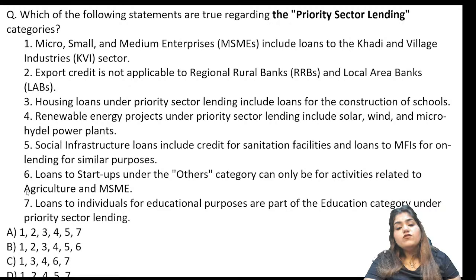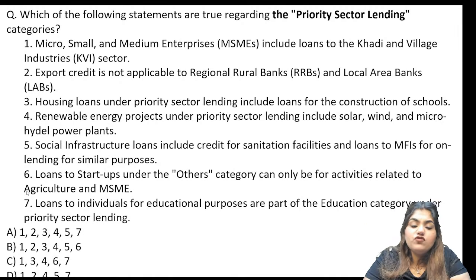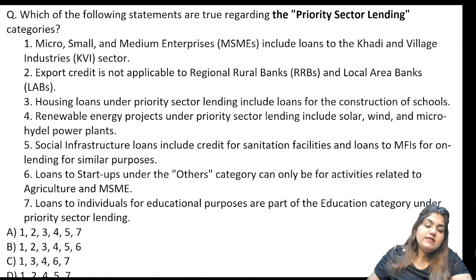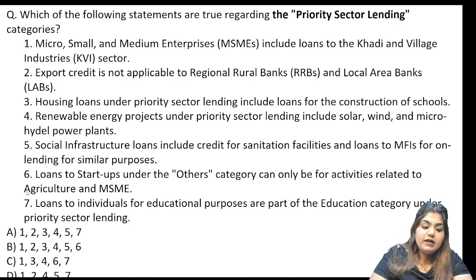Statement number 5 is also correct. Statement number 6 is not correct. Startups under the others category can be engaged in activities other than agriculture or MSME. Agriculture and MSME का तो हमने already provision बना रखा है ना. We have already made the provisions for them. Statement number 6 is incorrect. That will give us 1, 2, 4, 5 and 7 as correct. Answer will be D. D is the correct answer.